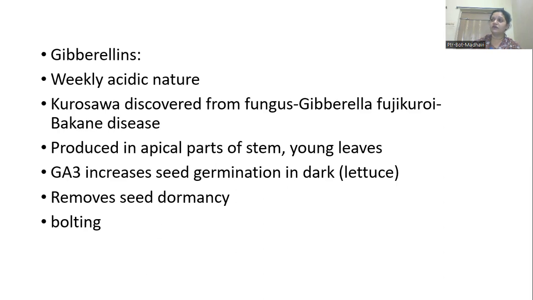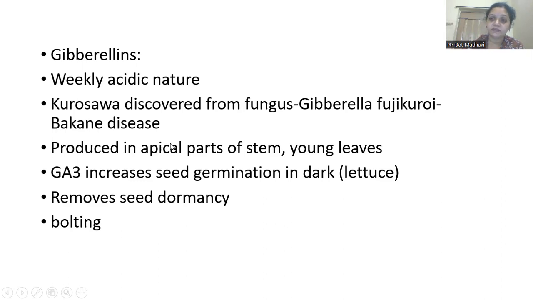So each and every hormone is given a number as GA1, GA2, GA3 like that. This was first discovered by Kurosawa in rice plants, which were infected with a fungal organism called Gibberella fujikuroi, where gibberellic acids are produced more by this fungus in the plant body, and the plant got the Bakanae disease.